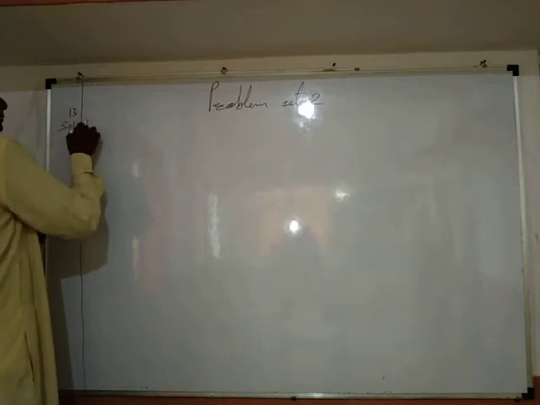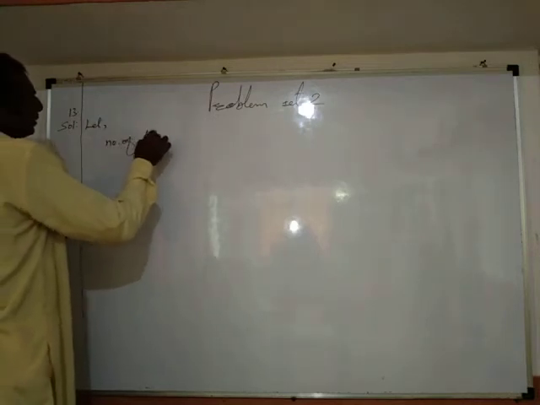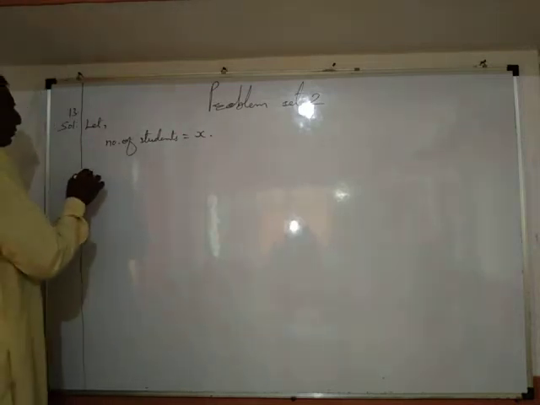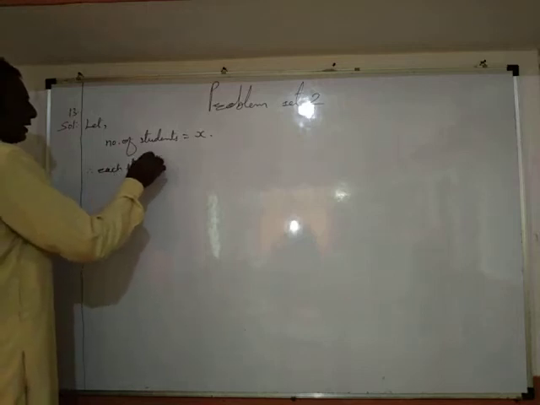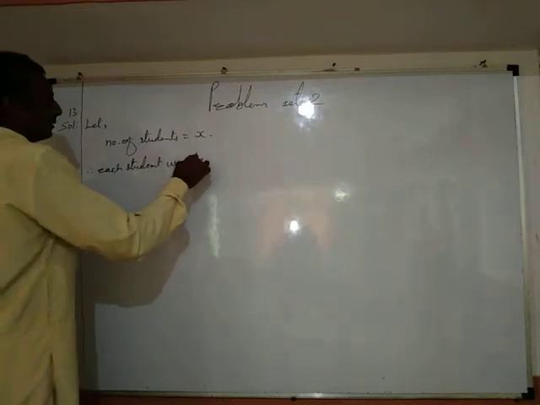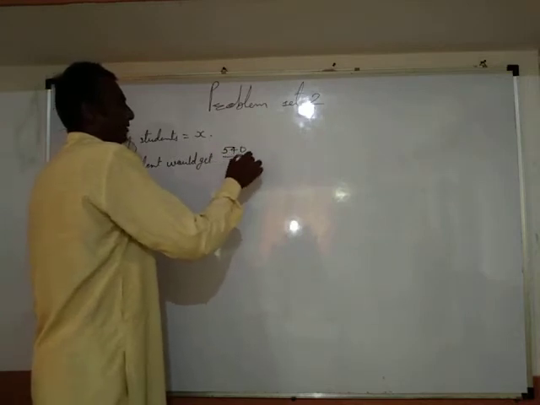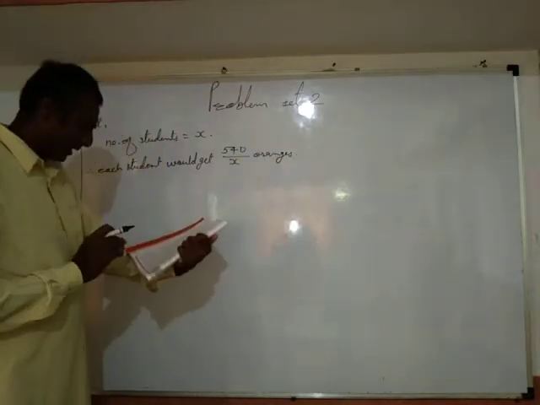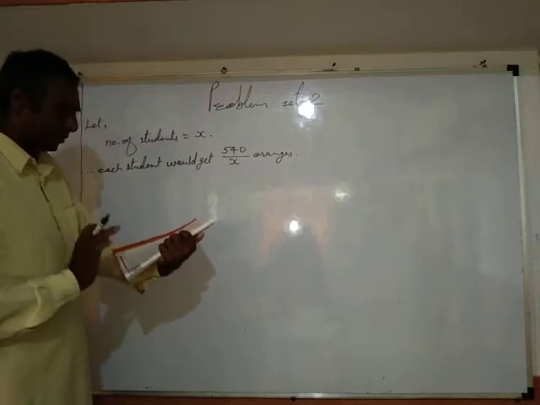Solution. Let number of students equals x, and therefore each student would get 540 upon x oranges. Okay, because he tells us that Ranjana wants to distribute 540 oranges among some students.